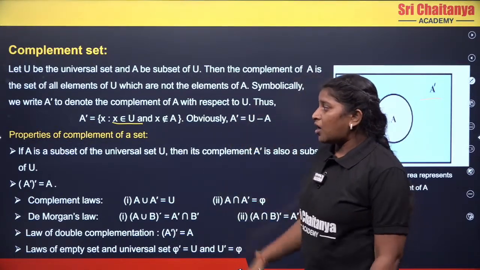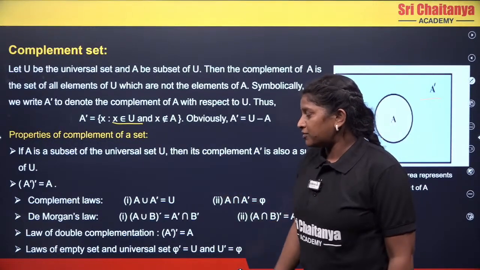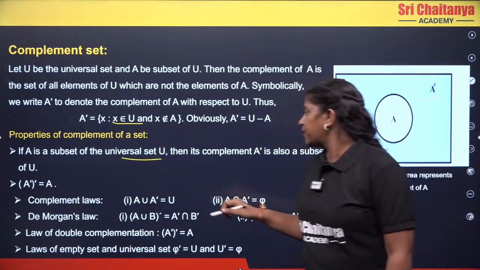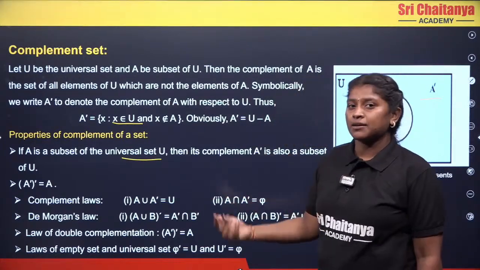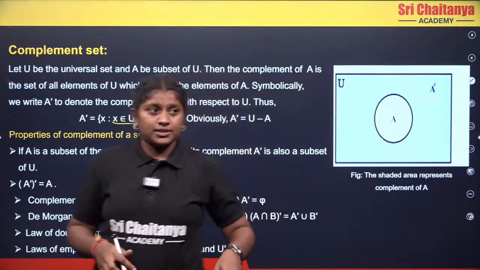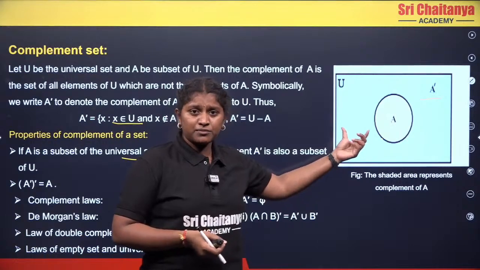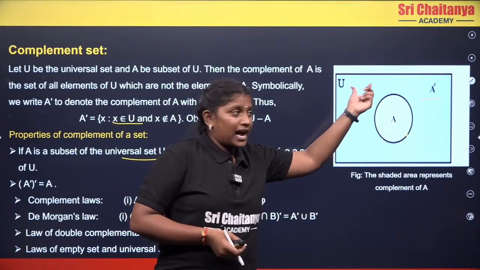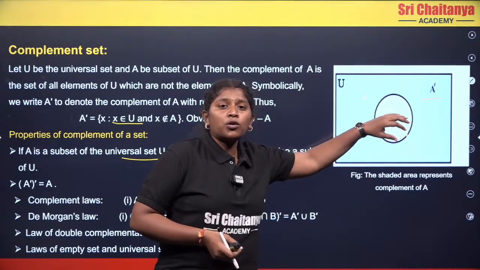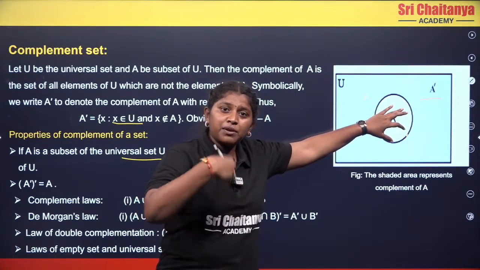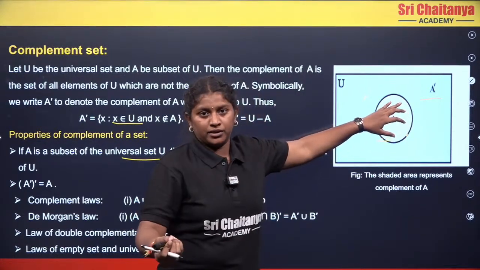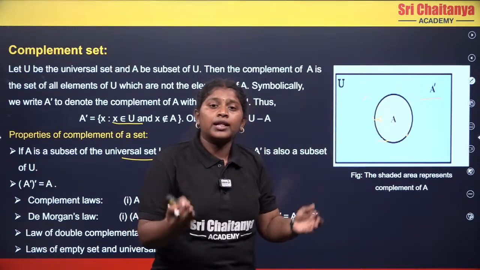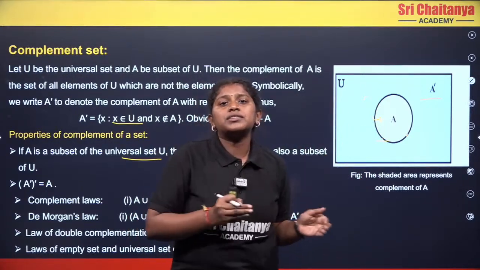Okay. Now let's see the properties of the complement of a set. If A is a subset of the universal set U, then the complement is also a subset. Why? From the diagram we can answer that. A is a subset of the universal set, and whatever elements do not belong to A but belong to U become the complement. So the elements in the complement also form a subset of the universal set.